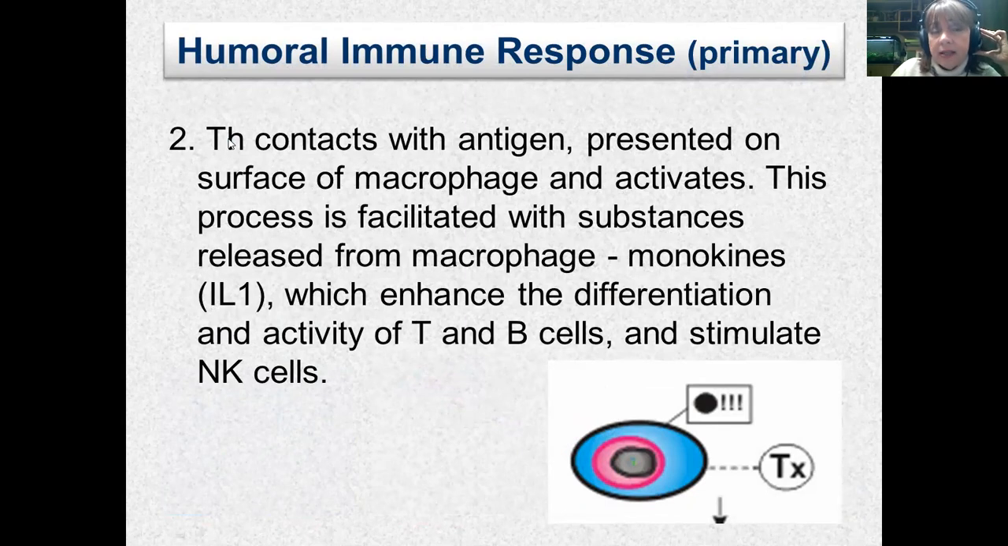At the second step, T helpers are involved. They make contact with the foreign antigen presented at the surface of the macrophage. Macrophages release special substances, monokines, also named interleukins. They are important for interaction between leukocytes. These substances activate T helpers for proliferation and differentiation into effector cells, and are also important for activation of B cells and natural killers.